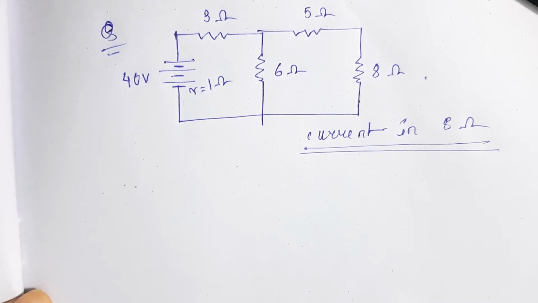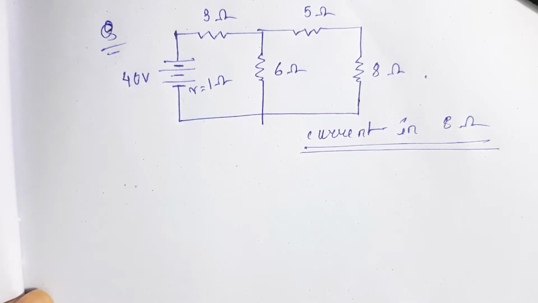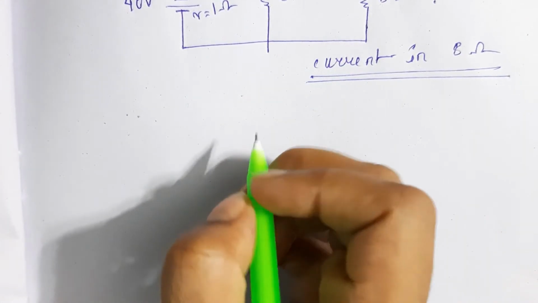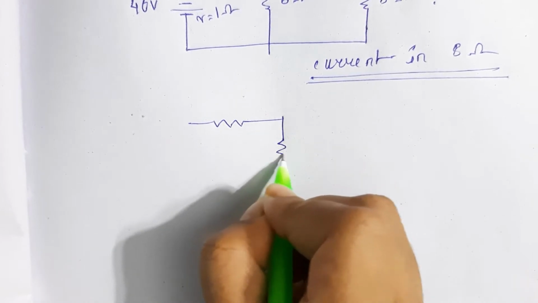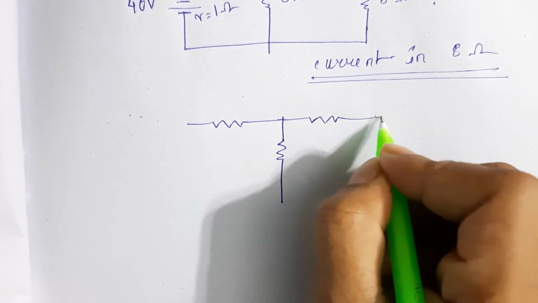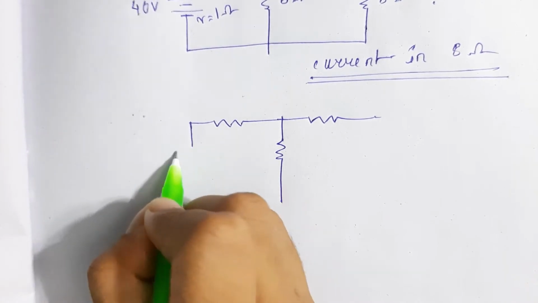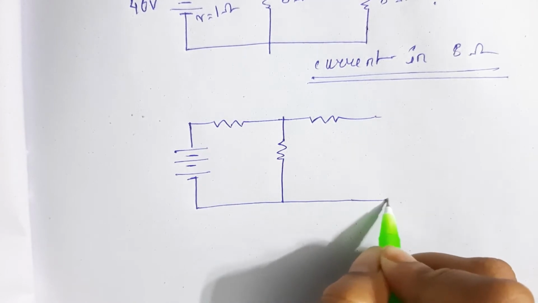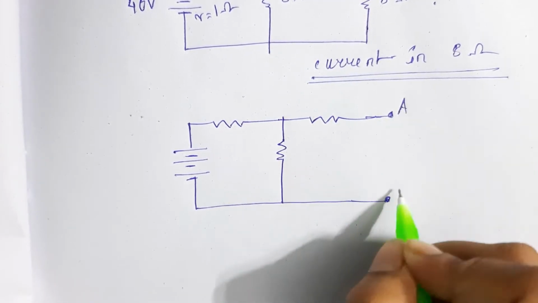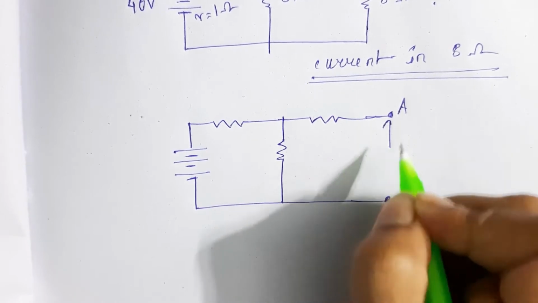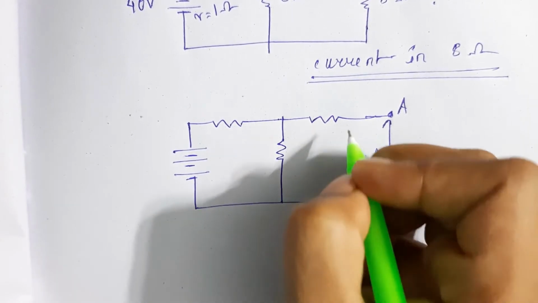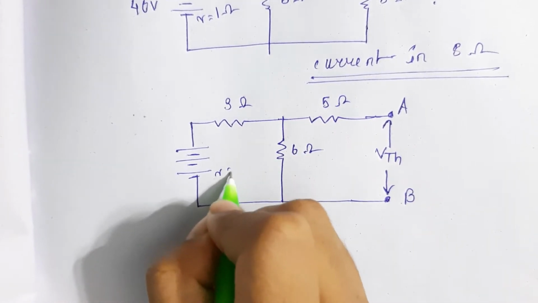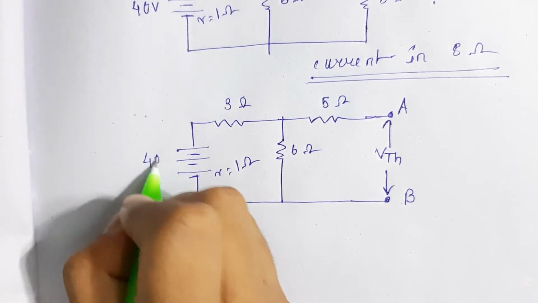So how to do that? We will be applying Thevenin-Norton to this. First of all we will find out VTH. How will we find VTH? By just removing the load resistance, and all other things will be there. We are only removing the load resistance when finding VTH. So this is 5 ohm, this is 6 ohm, this is 3 ohm, 1 ohm, and this is 40 volt.